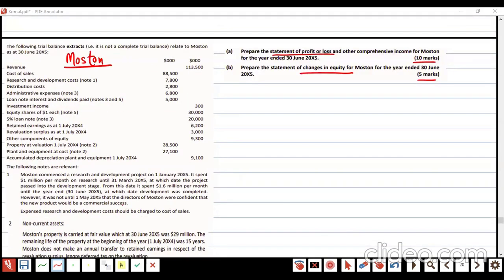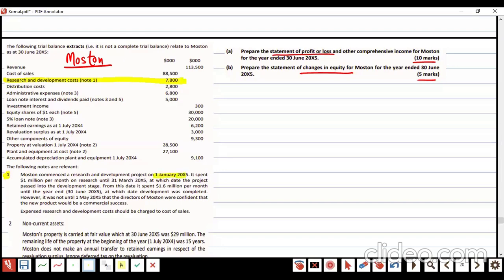Now the thing is, first of all, as I told you, whenever we start a final account question, we have to solve all the notes. We have to solve each and every note. Got me or no? Now, the first note is research and development. Research and development is here and note 1 as well. There is nothing note 1 pertains to, only 7,800. I am reading the note now. The note is suggesting MOSTON commenced a research and development project.